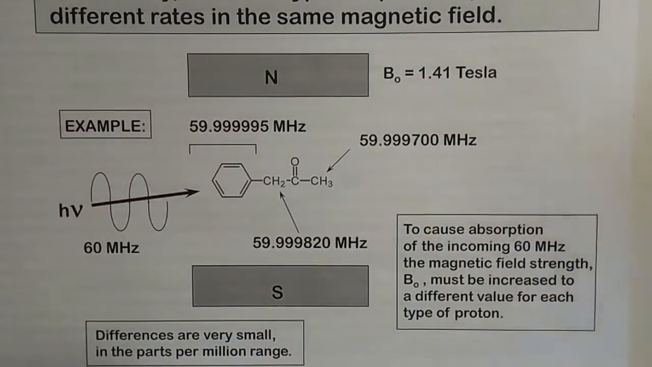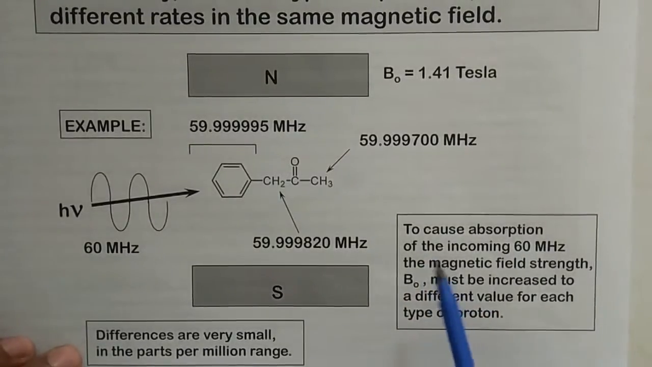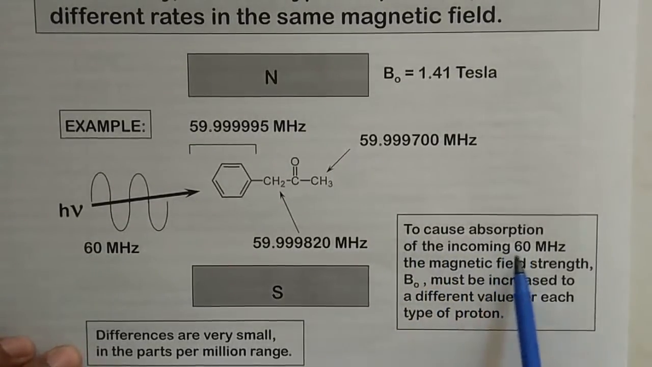The problem is just like that. You can see what I have written here. To cause absorption of the incoming 60 megahertz, the magnetic field strength B0 must be increased to a different value for each type of the proton. So what is the meaning of that?